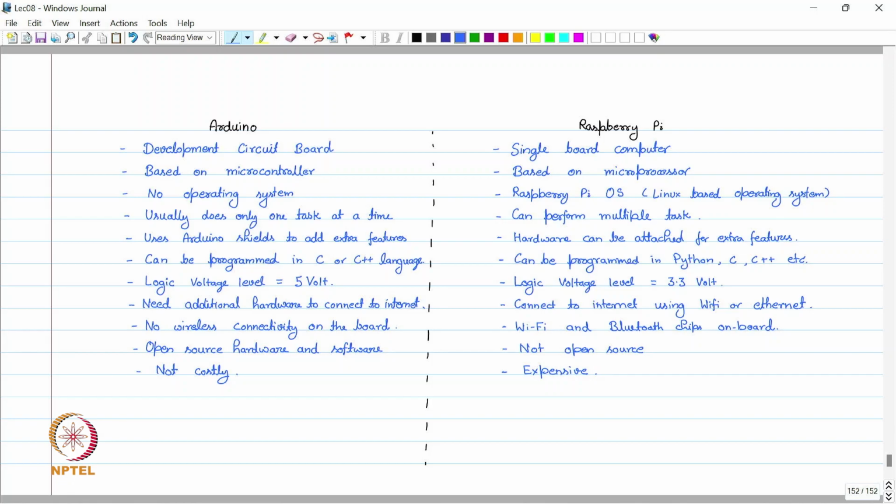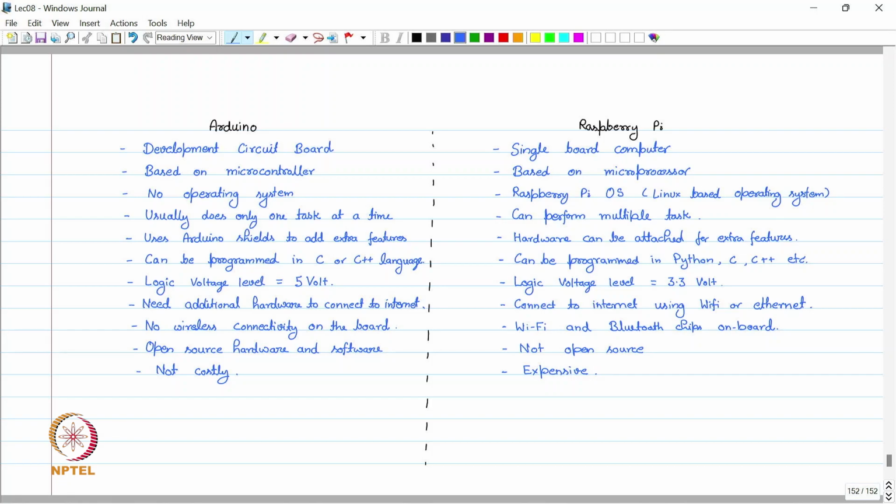It can perform multiple tasks, so you can put multiple algorithms together and they all will be processing all the data simultaneously. The hardware can be attached for extra features. Though Raspberry Pi has lot of features on the board itself, for any extra feature we can always put a separate hardware and connect it to Raspberry Pi. This can be programmed in multiple languages, for example Python, C, C++, or even Scratch. There are multiple programming languages which can support Raspberry Pi.